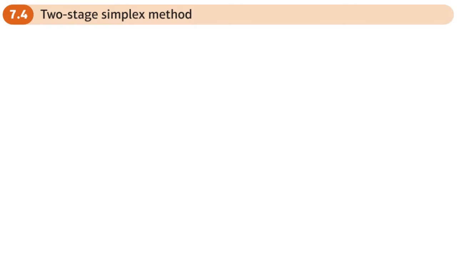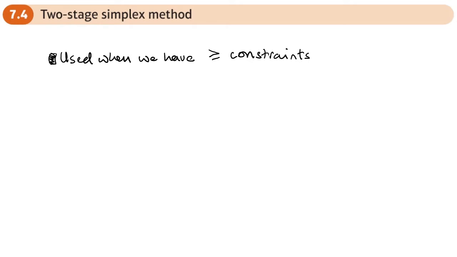This is the fourth section of chapter 7, the simplex algorithm, and this is about the two-stage simplex method. Now, when do we use the two-stage simplex method? Well, it's used when we have greater than or equal to in our constraints.